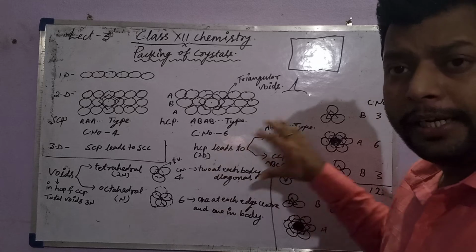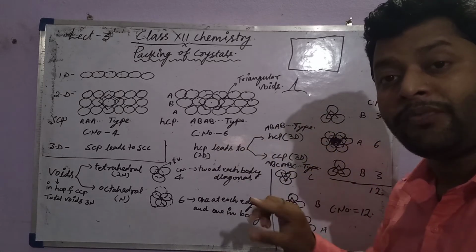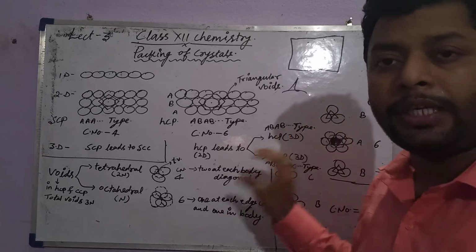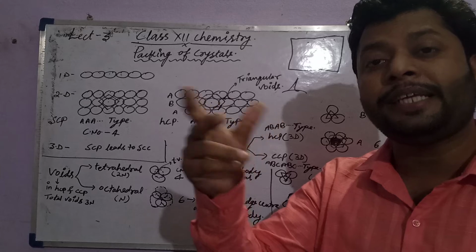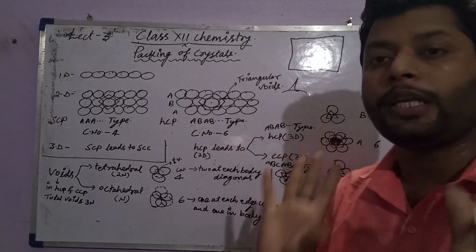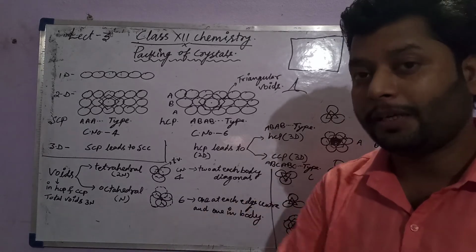SCP in 2 dimensions leads to the 3-dimensional SCP and 3-dimensional CCP with a different arrangement of the layers, with the AB layer in SCP 3D and the ABC layer in 3-dimensional CCP, with the same coordination number. That is enough to be learned.